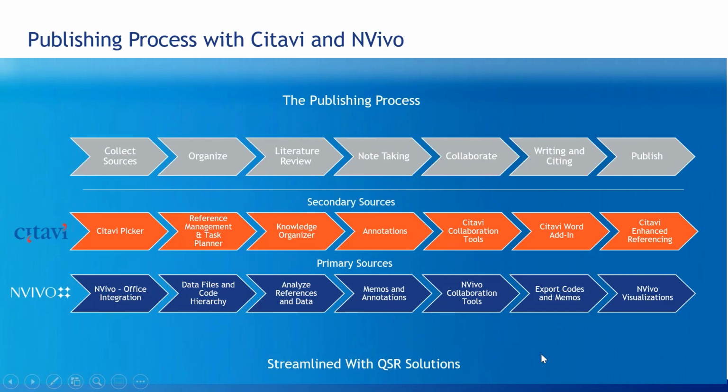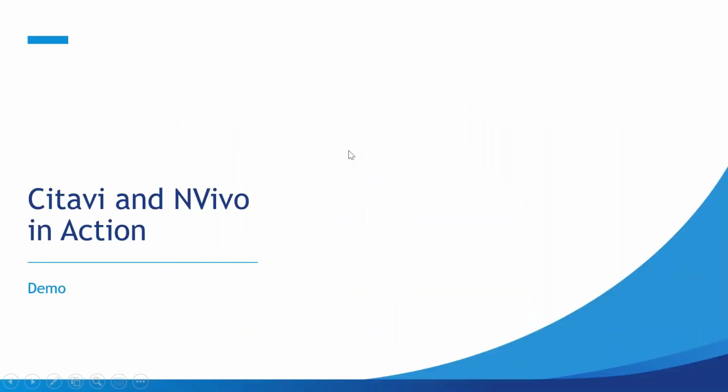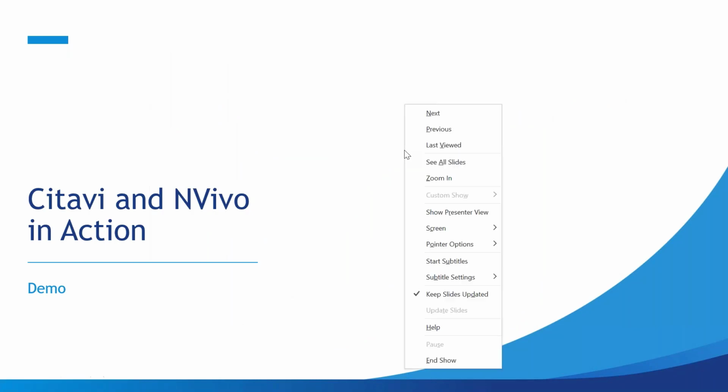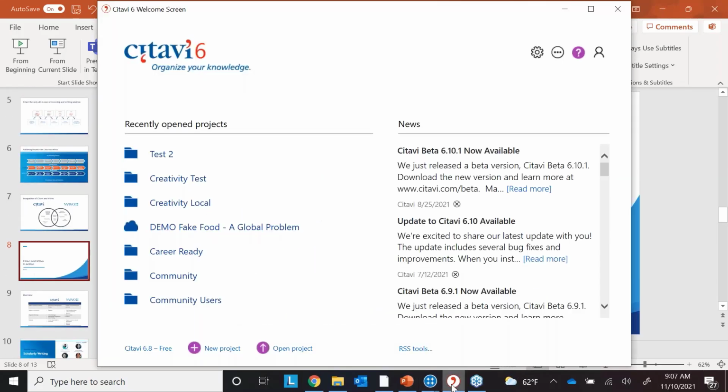and then of course to help with your final publication. So the big picture here, if you think of Citavi as helping you with your secondary sources and Invivo your primary sources, and they intersect when it's helping you with your lit review, taking notes, and really with the writing process too. We should add that as a third. So now what I'll do is I'll go first into Citavi and then show how Invivo can help too.